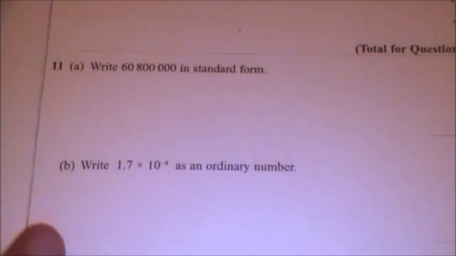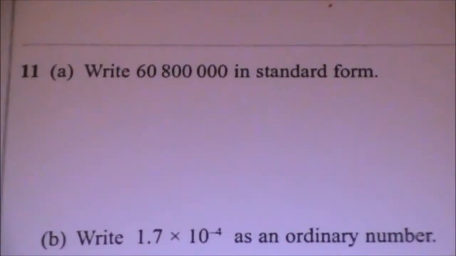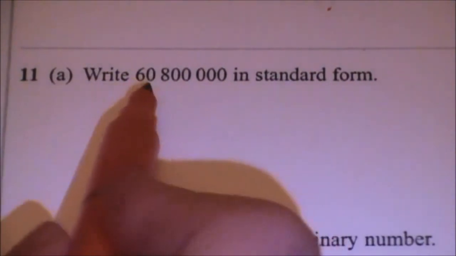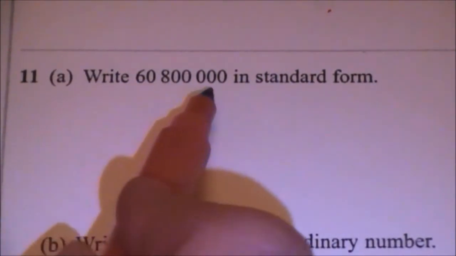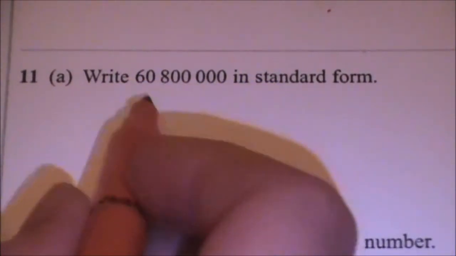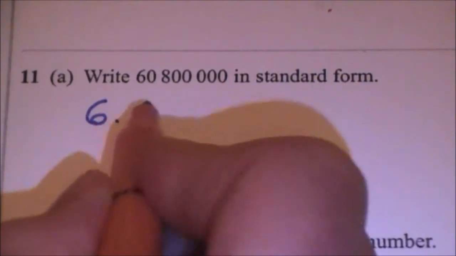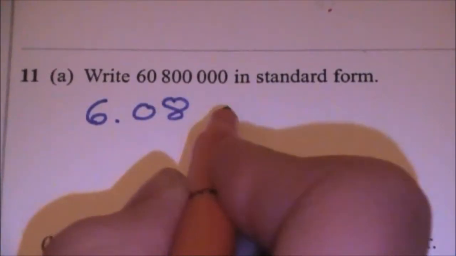Question 11's standard form, straightforward standard form question. They want us to write 60,800,000 in standard form. The standard form needs to be a number between 1 and 10. So that's going to be 6.08 for me.